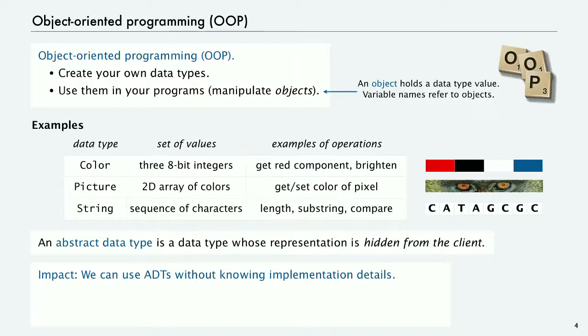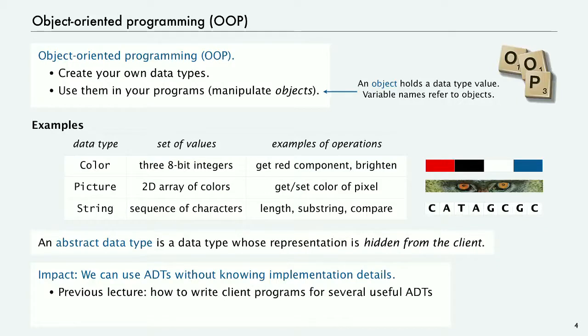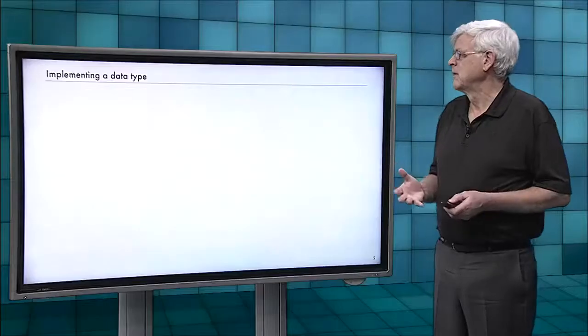And these are examples of abstract data types. Last time we used those, we wrote programs that made use of them without knowing anything about the implementation details. So we talked about client programs for several abstract data types in the previous lecture. Now we're going to talk about how to create them, how to implement your own abstract data types.